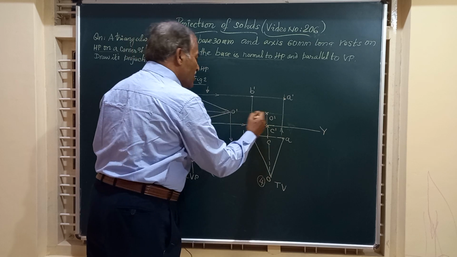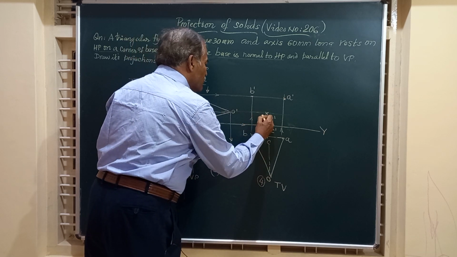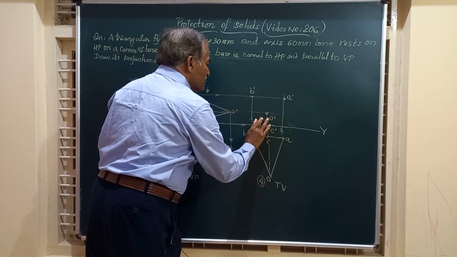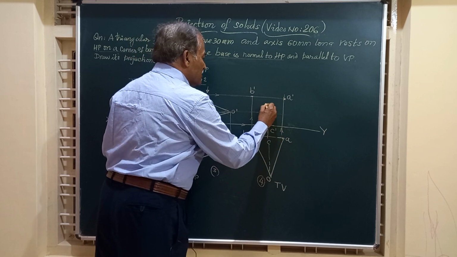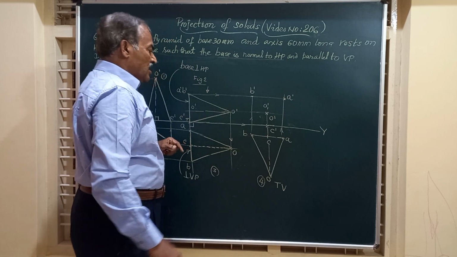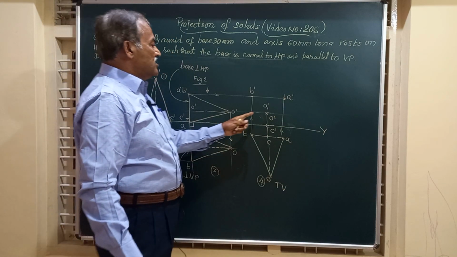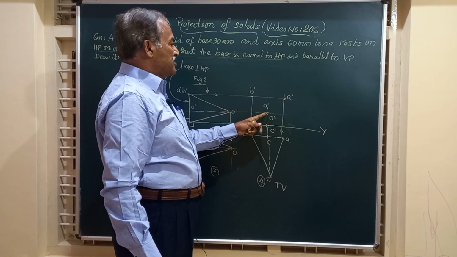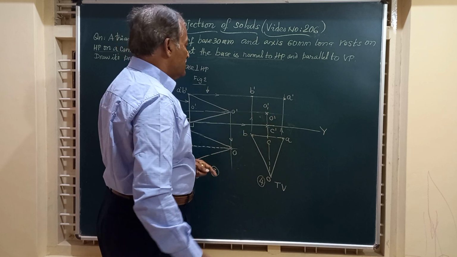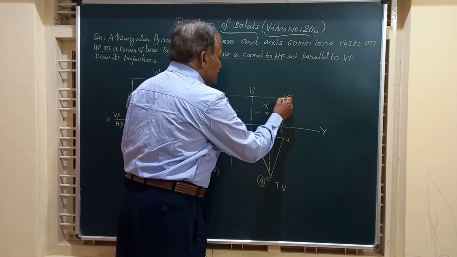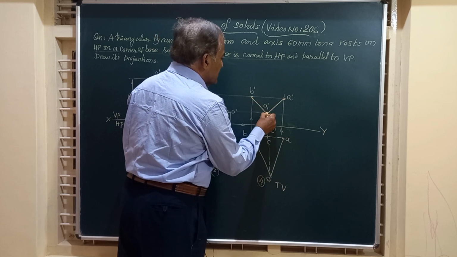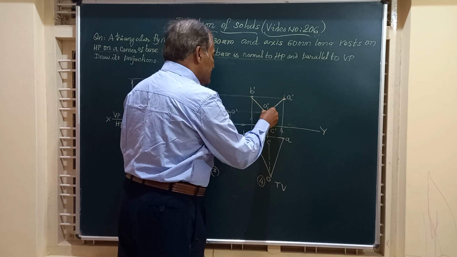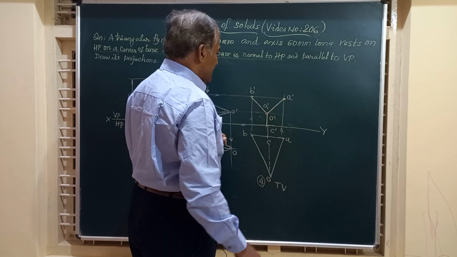And O1 dash will also coincide with that. So write down O1 dash also. So O dash comma O1 dash, both are here. So friends, I have to join this vertex O dash to all the corners. So O dash A dash is one slant edge, O dash B dash is the second slant edge, O dash C dash is the third slant edge.